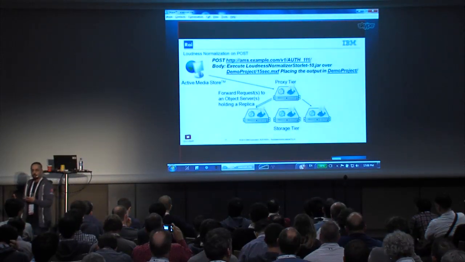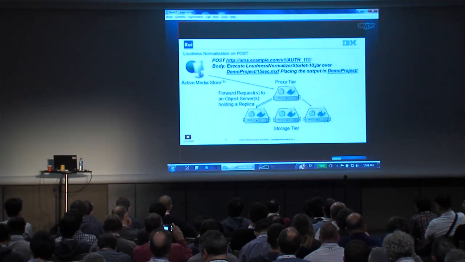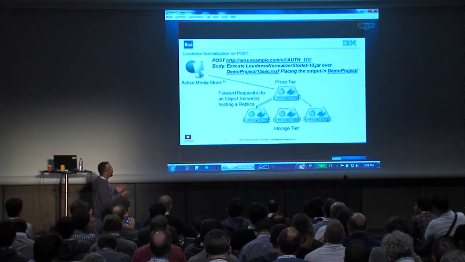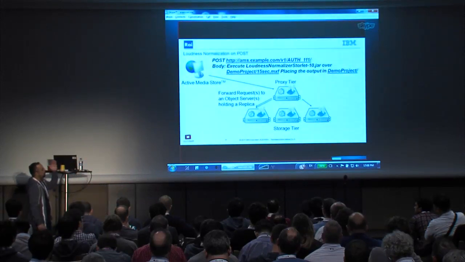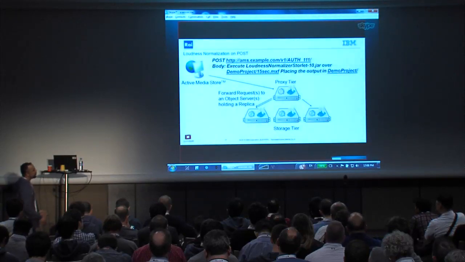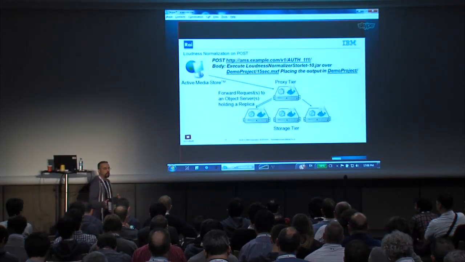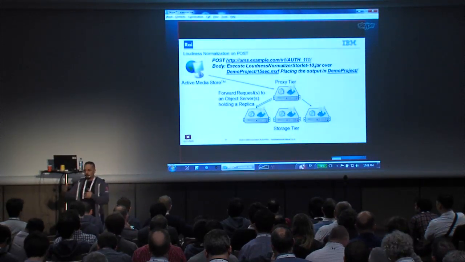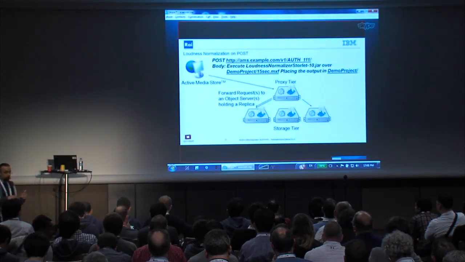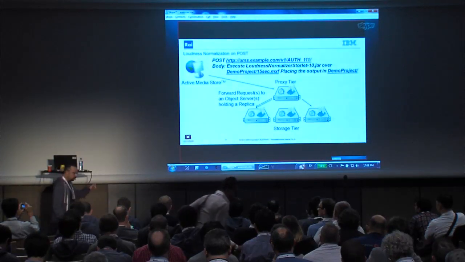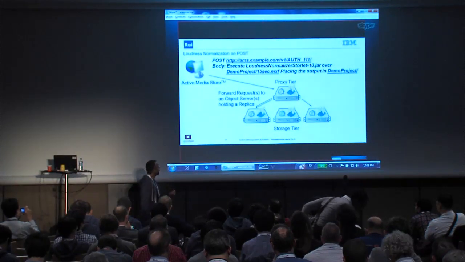We can run a storlet over them, and that storlet can actually create other objects as a result. So a typical body would look like: execute the loudness normalization storlet over the 15 seconds MXF, which resides in the demo project container, and place the output inside the demo project container. In fact, in that body we can list more than one object, in which case there will be a storlet instance running per object listed there. And we can even do this for different storlets.